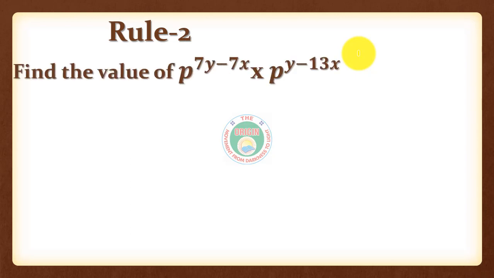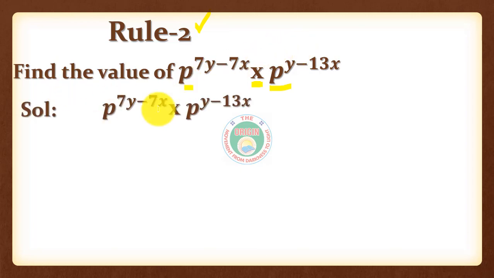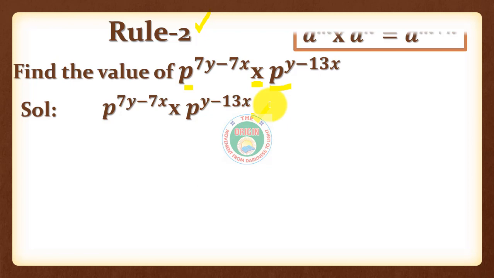Next, rule 2. Find the value of p power 7y minus 7x into p power y minus 13x. Two expressions has given and are under the multiplication. Here base is equal, that is the rule 2 applicable. Now the solution is same problem I taken here.